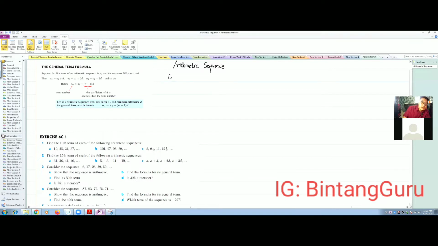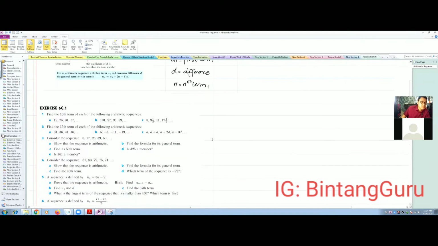So this is arithmetic sequences. The formula is UN equals U1 plus N minus 1 times D. U1 is the first term, D is the difference, and N is the N-th term.